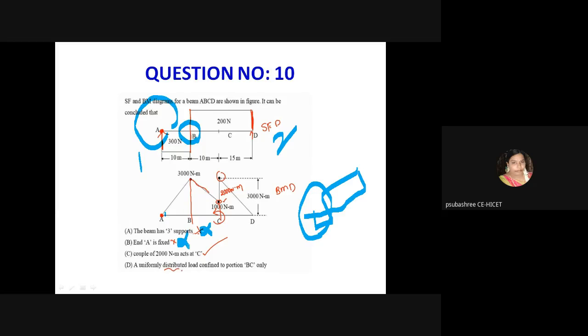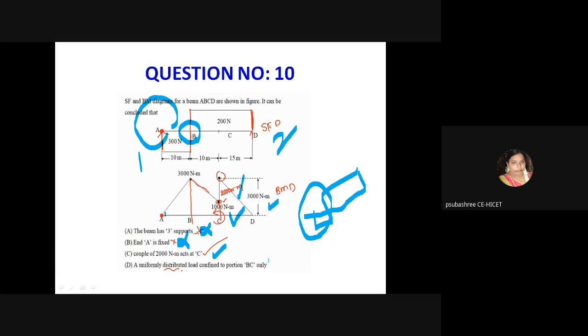Then third option, a couple of 2000 Newton meter acts at C. Newton meter means it is the bending moment drawing. Please see this point. Here 1000 Newton meter, and at the upper point 3000 Newton meter. So what is the difference? 3000 minus 1000 is equal to 2000 Newton meter. So here there is a change in the triangular shape of the bending moment. At this point a clockwise moment is acting, so the couple is acting. So a couple of 2000 Newton meter acts at C is the correct answer.